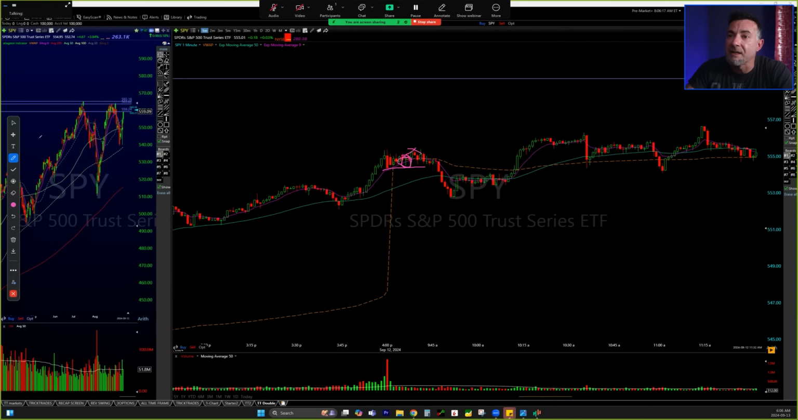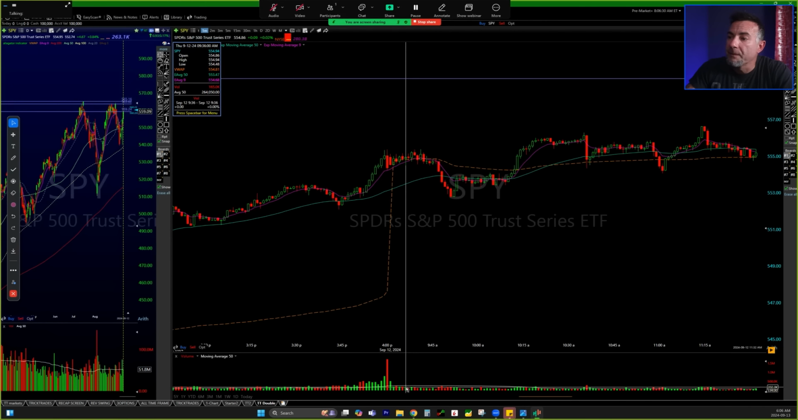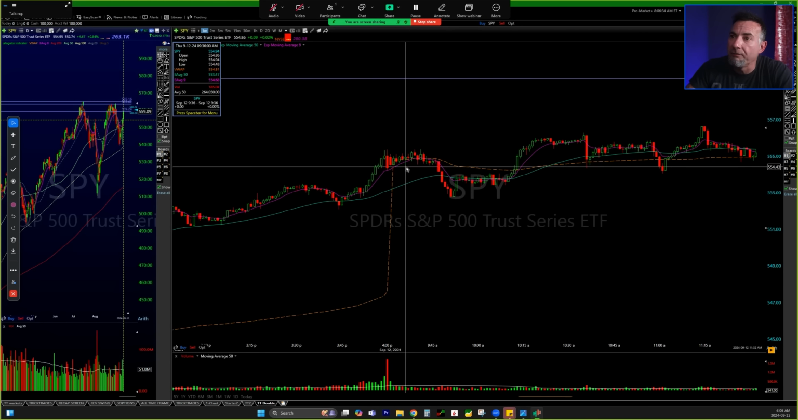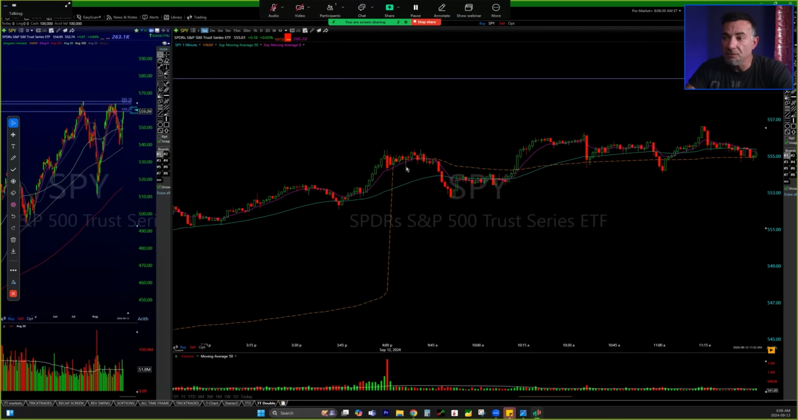Why? Well, I'm going to get rid of this, and we're going to take a look at this candle. Look at the volume. Way under average. Okay, you see how small that volume is? Very small. That small amount of volume there tells me it is a trap.